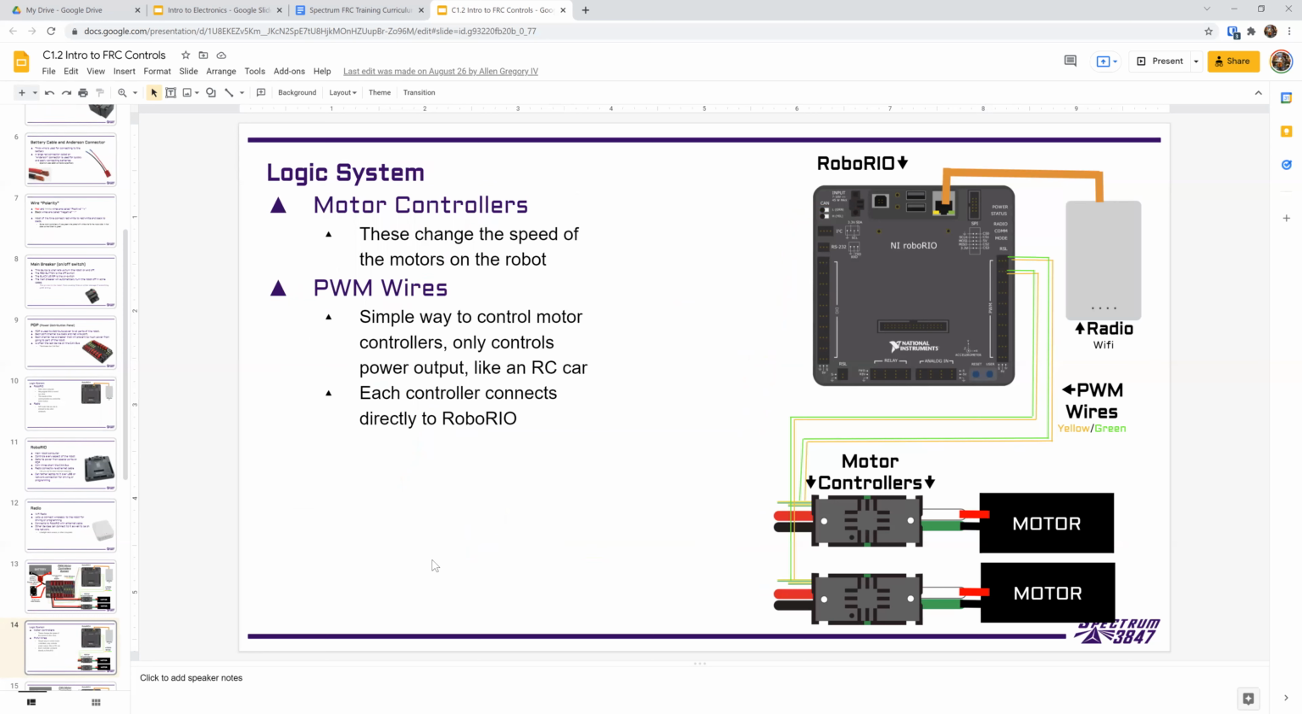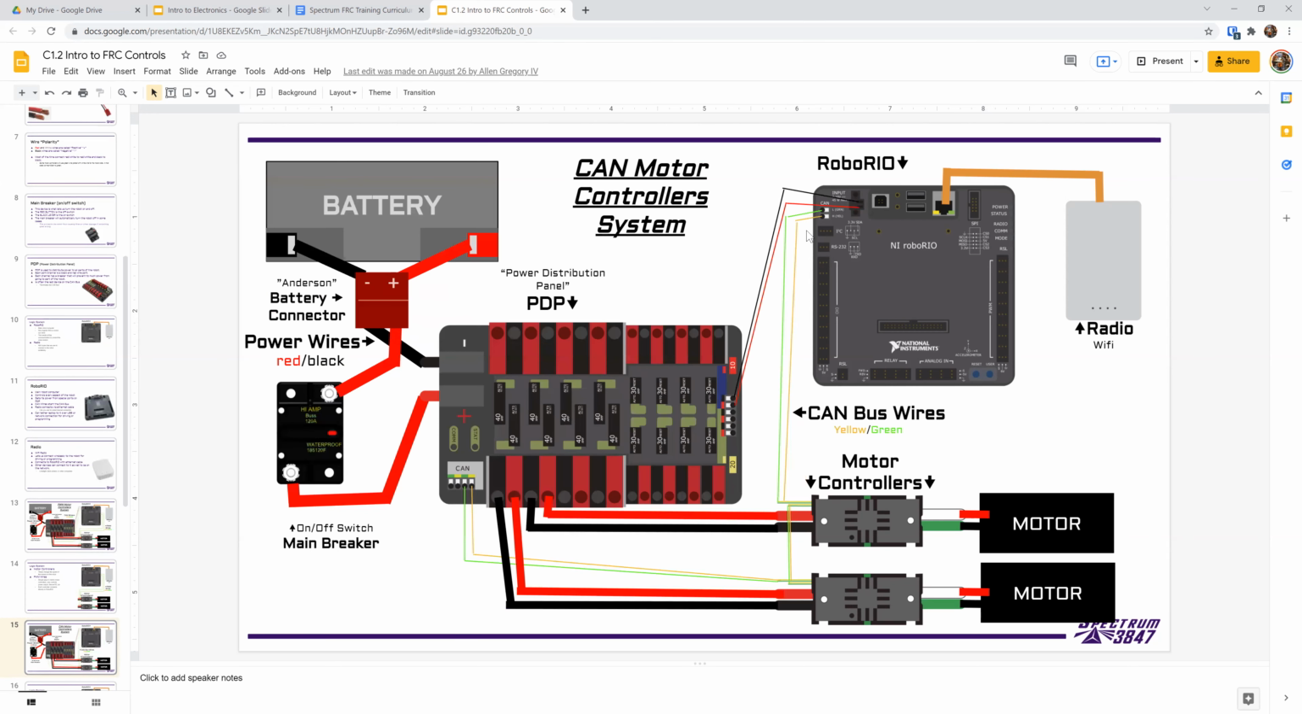So this is just kind of looking at the new stuff here. So the PWM wires are a simple way to control the motor controllers, but it's basically only driving the motor controllers. You're not getting any feedback from any sensors on the motor or anything about the motor controller. And you need a separate PWM wire for each one of the motor controllers, generally speaking. So we don't use the PWM as often. Another way to do it is the CAN bus.